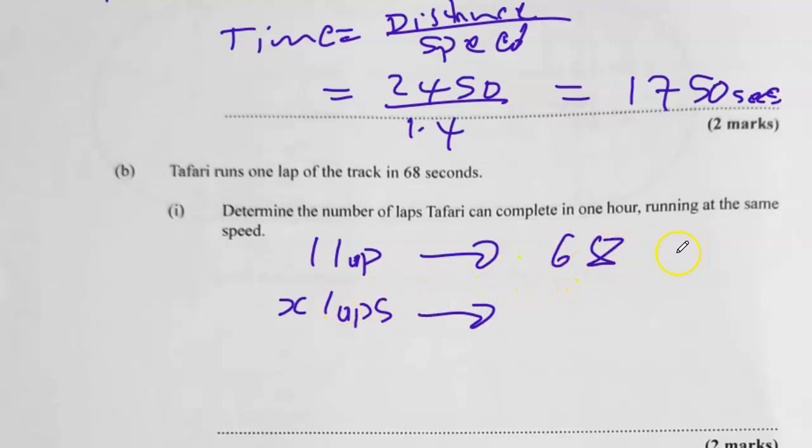Now 1 hour, let's put everything to seconds. So 1 lap maps to 68 seconds. So he will complete X laps in 1 hour. Now let's convert an hour to seconds. 1 hour is 60 minutes, and 60 minutes is 60 times 60, so 60 minutes is 3,600 seconds.